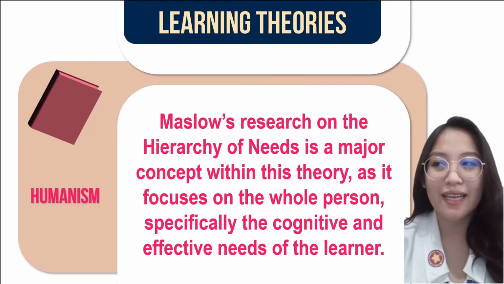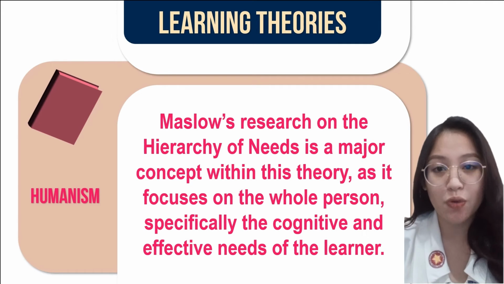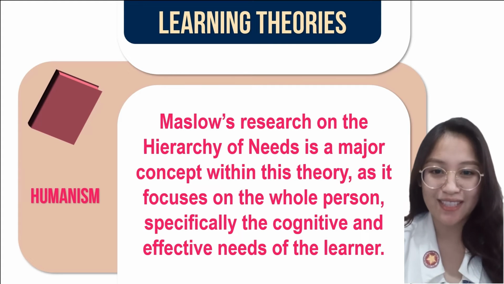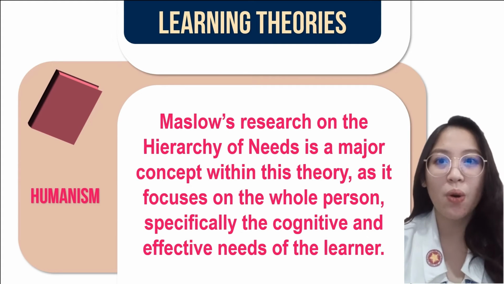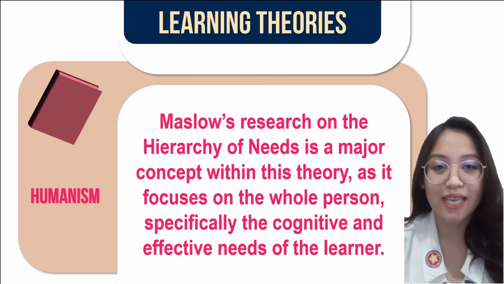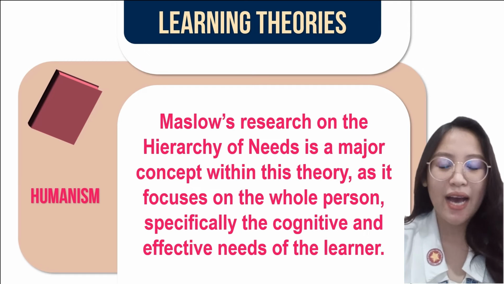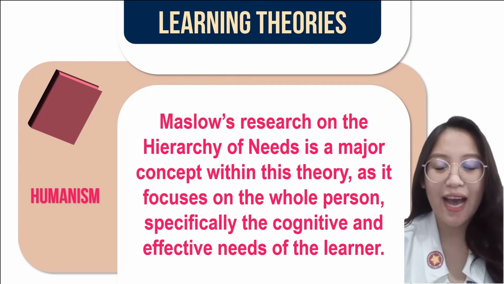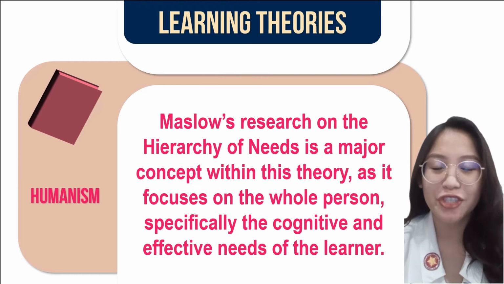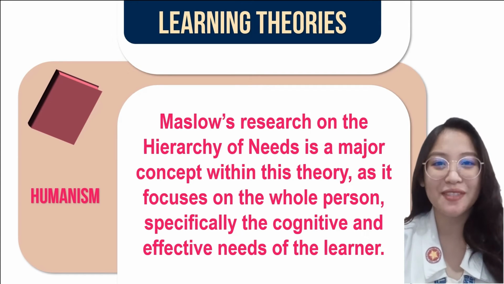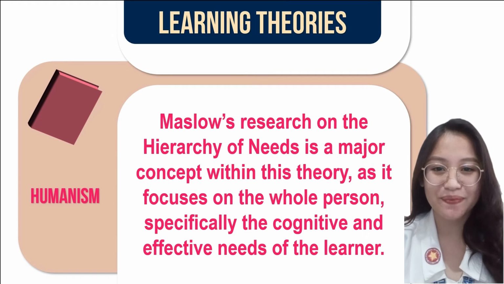The humanistic learning theory focuses on specific human capabilities, including creativity, personal growth, and choice. The theory holds that self-actualization is the ultimate goal of the individual. Now, how does a humanistic learning theory affect students, teachers, and the learning process? Let's now proceed to the role of the learners and the role of the teachers.